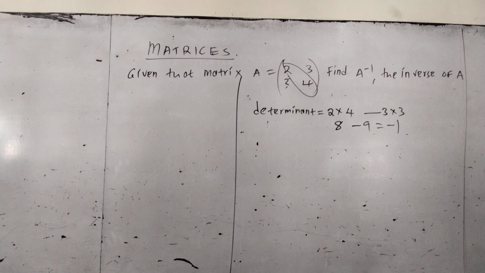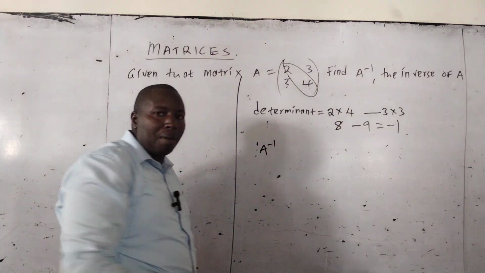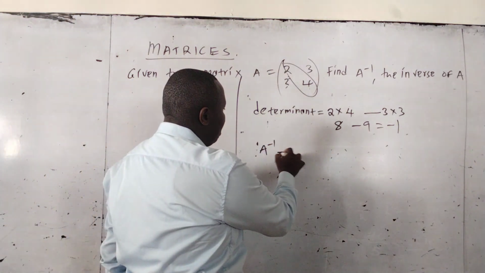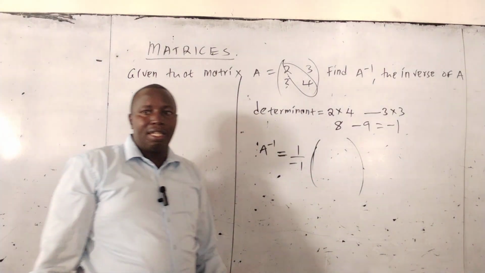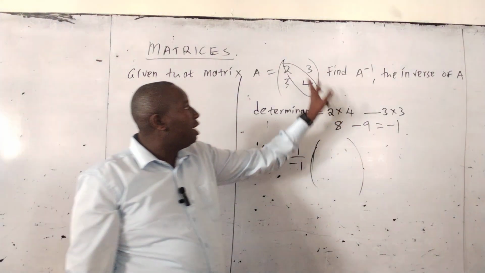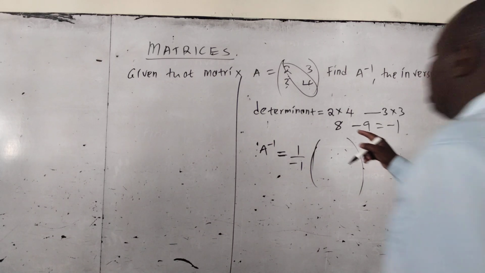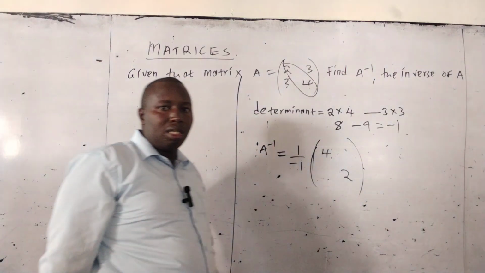Is that okay? Yes. Then, because you want to find A inverse, the next step is to find the inverse of the determinant. So you say this was negative 1, write 1 over negative 1 into bracket. Then the next step is that the elements of the main diagonal will interchange. That's step 1. So interchange this. This was 2, 4, it becomes 4, 2.